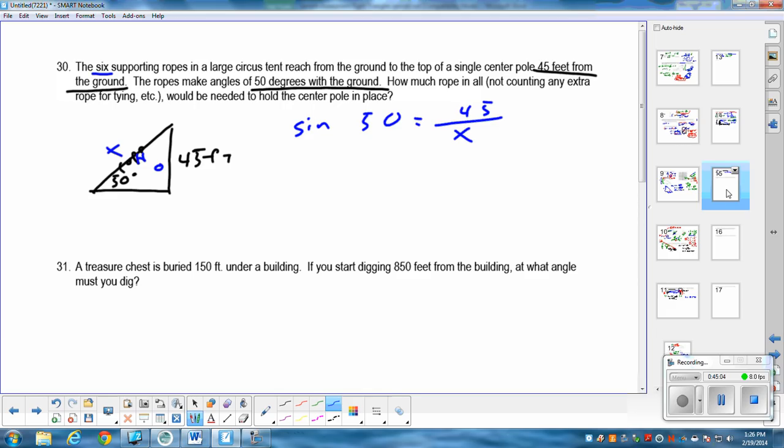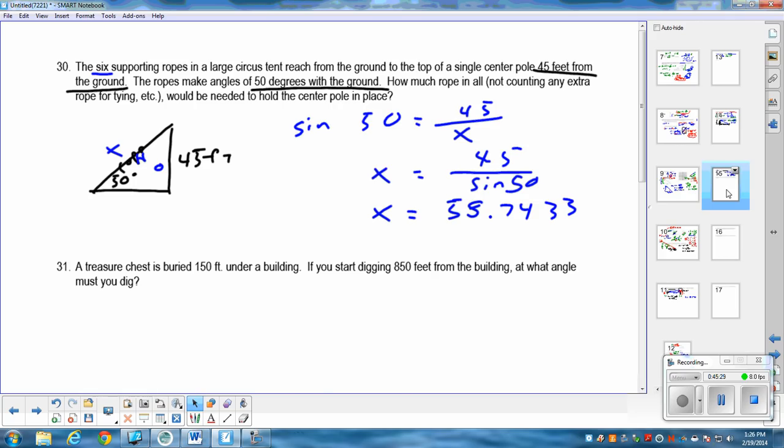Multiply both sides by x. Divide both sides by the sine of 50. One rope is 58.743. I'm not rounding this yet because I know I need to do more stuff with this rope.